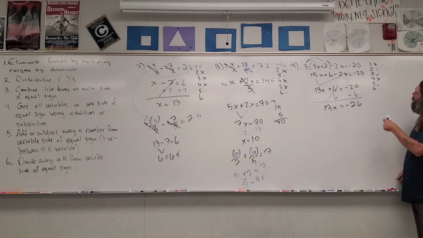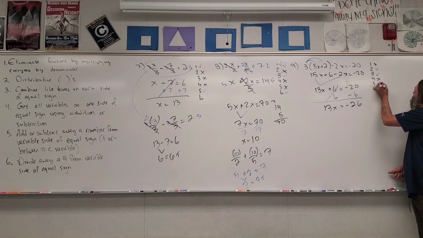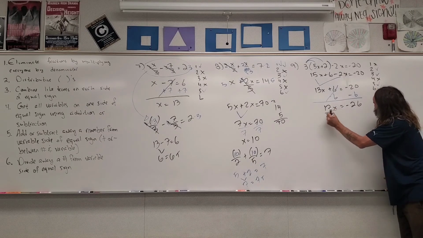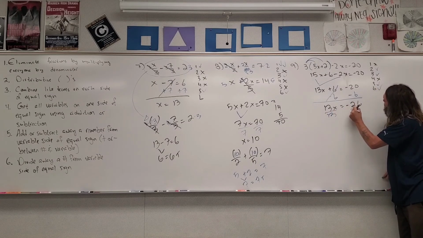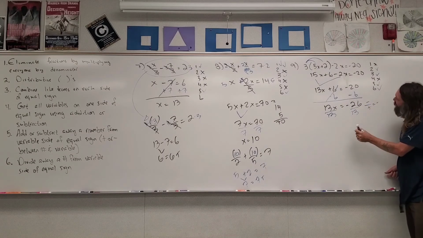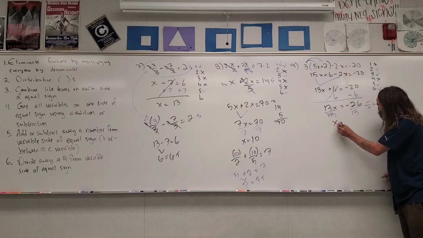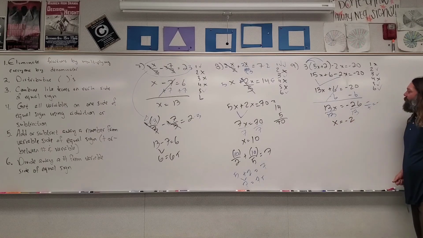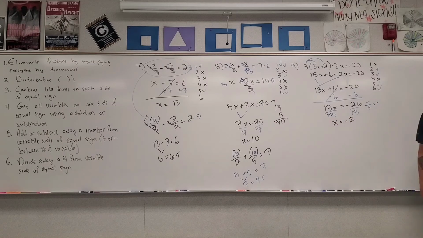Okay, so we're going to divide both sides by 13. Here I have a negative being divided by a positive, so it's going to be a negative. And x will be equal to negative 2. Alright, so let's check this in the original.